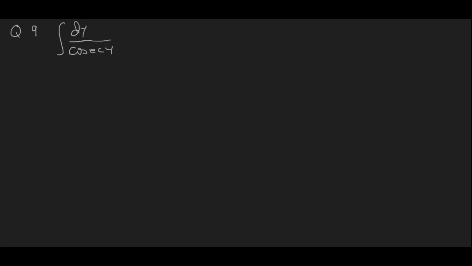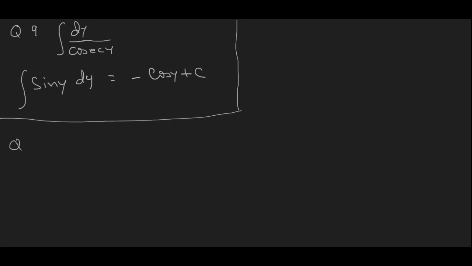Now question number 9. Integral d y by cosecant y. So simply we have to first of all convert it to the equivalent, which is sin y dy, and the integral of sin y is minus cos y plus c.